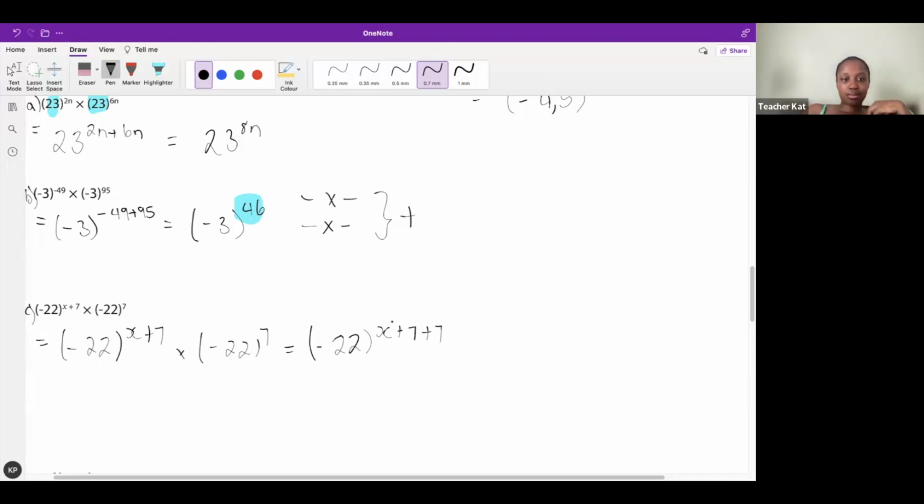Okay, let's simplify it. Let's see what the answer will be. It will then be negative 22 to the power of what? Ooh, 14x.